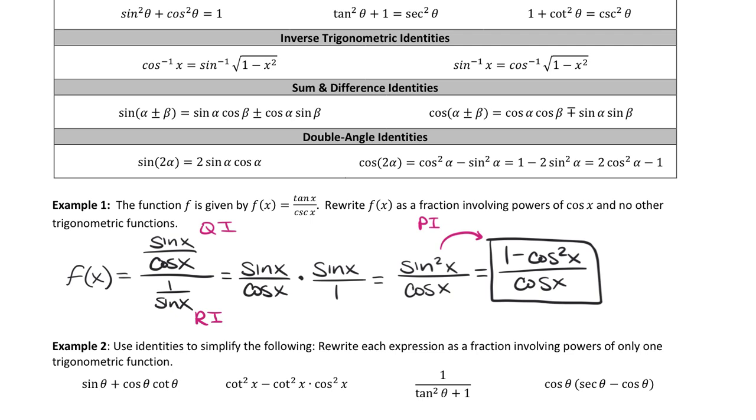So your job is to rewrite these things in different forms so they either simplify down to a single trig function or to the trig function that the question asks for, because this one asks for powers of cosine of theta only, or cosine of x only. Give me some questions. What do we got?